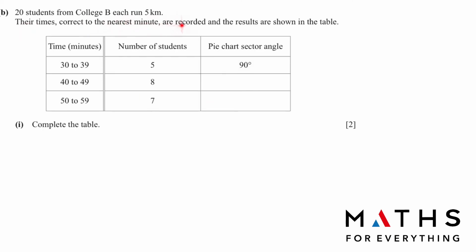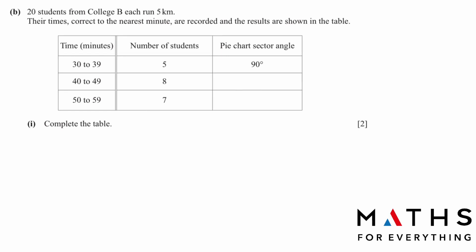20 students from college B each run 5 kilometers. Their times correct to the nearest minute are recorded and the results are shown in the table. So this is the time, this is the number of students, and the pie chart sector angle has been given to us. We have to complete the table.